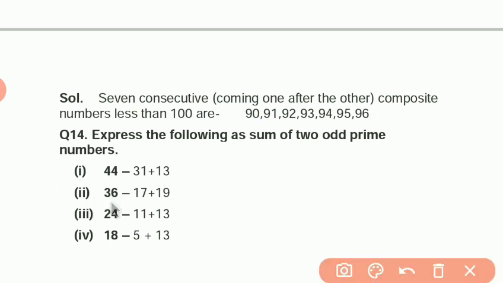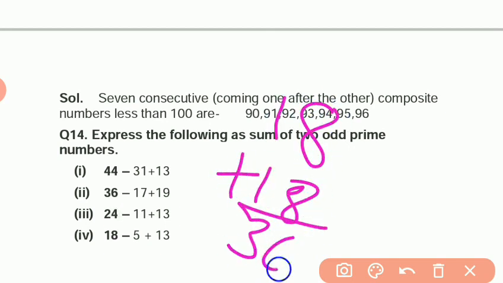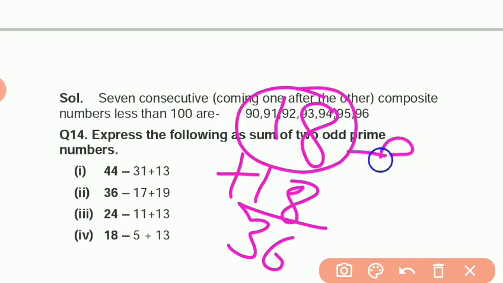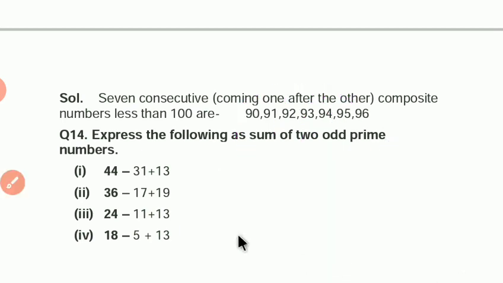Then 36. If you take 18 plus 18, it is also 36. But 18 is an even number and it is a composite number. So this is not possible. So which is the combination for this? We have to check. So 17 and 19, both are odd and prime numbers. And if we add 17 plus 19, we get the answer 36. So it can be represented as 17 plus 19.